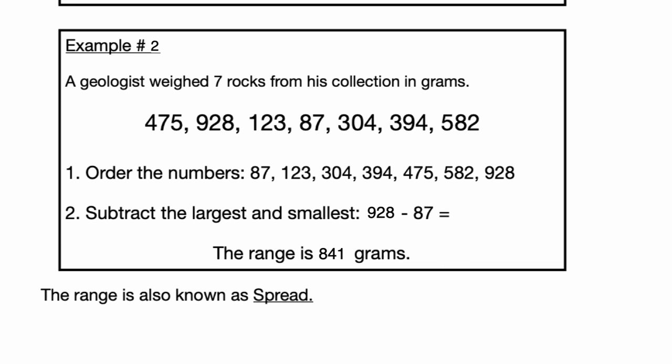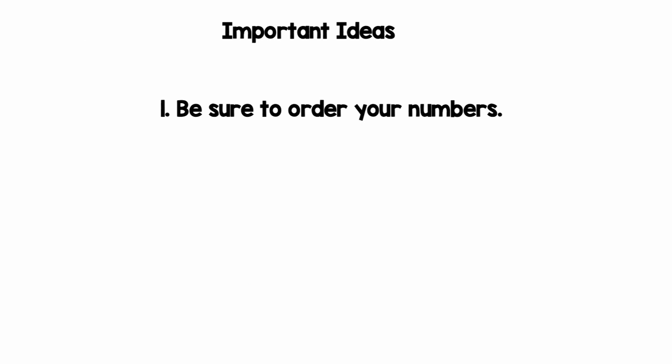The last thing we need to know is that the range is also known as the spread. So if you think about the spread of the numbers, how far does it reach between the two? If you see spread, know they're talking about range. So the important ideas for range, the main thing really is just to make sure that you order your numbers so that you're not subtracting the wrong numbers.